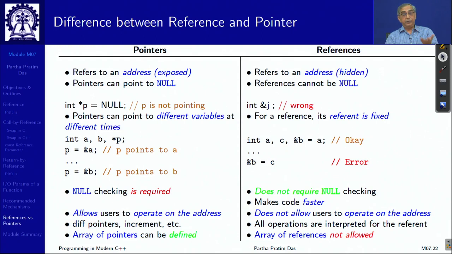For a pointer, you need to do null checking, because it may not have been initialized. In a reference, that question does not arise. A pointer allows operations on the address, like you can take the difference of pointers, you can increment, and so on, but in a reference you cannot do anything of that sort. Whatever you do with the reference actually means the variable, the referent that the reference is talking about. Finally, arrays of pointers are possible, arrays of references are not allowed.